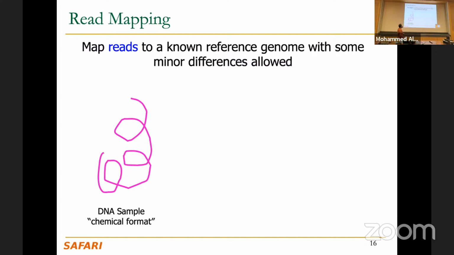How do we do it? We want to map the reads to a known reference genome with some minor differences allowed. Why do we allow for these differences? Because fundamentally, my pieces are different from the reference genome. So we want to allow for these differences. Plus, there are sequencing errors. I want to tolerate these.